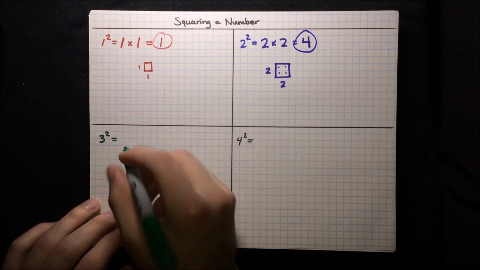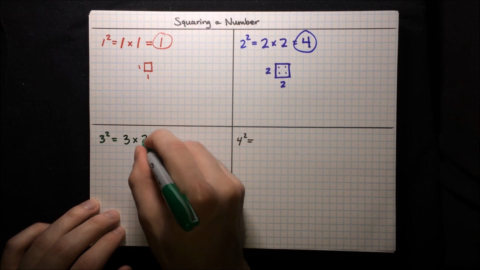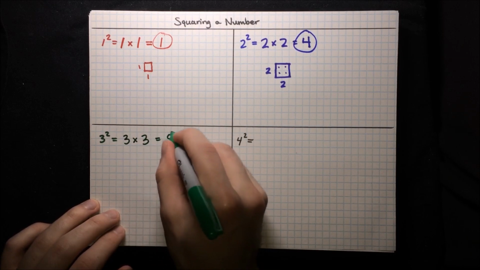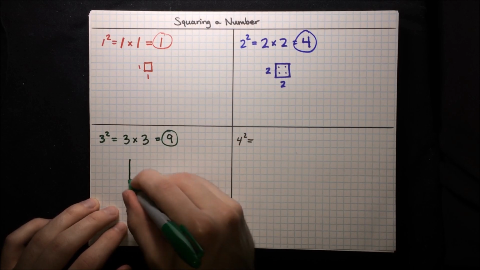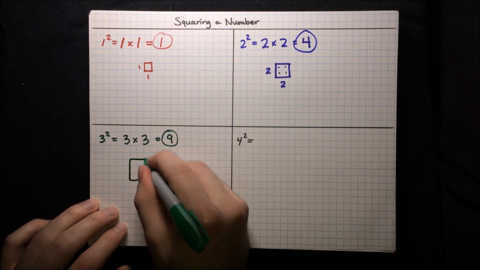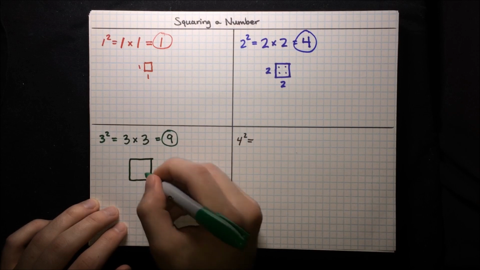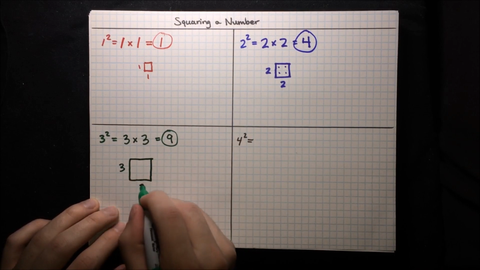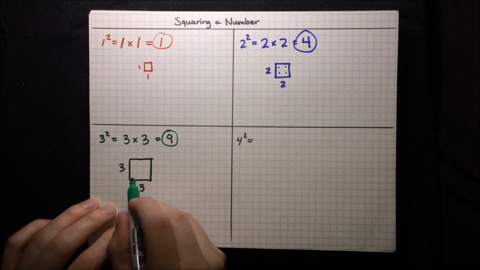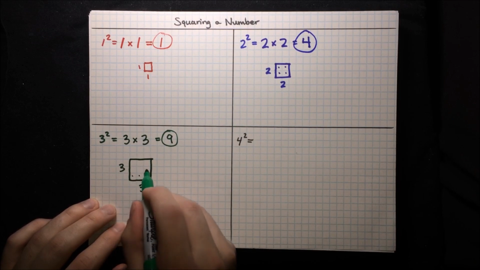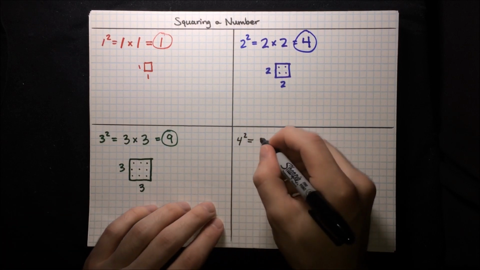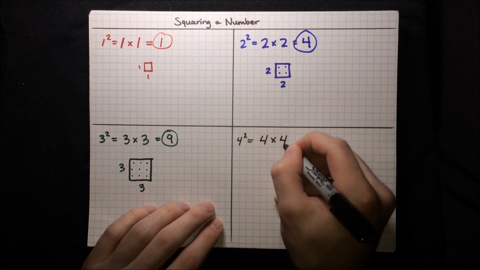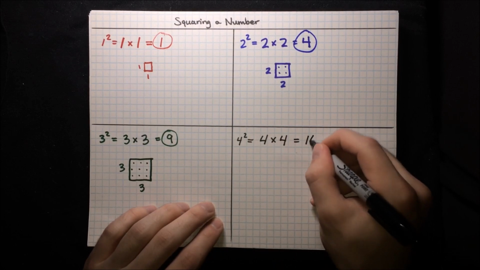3 squared is just 3 times 3, which is 9. And that corresponds to the area of a square which is 3 by 3 units. Each side length is 3. So let's draw that here. Here's a square with 3 units by 3 units. And if we count up the area of that square, 1, 2, 3, 4, 5, 6, 7, 8, 9 square units. There we go.